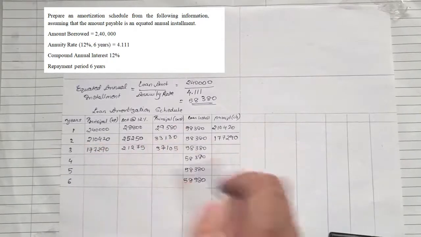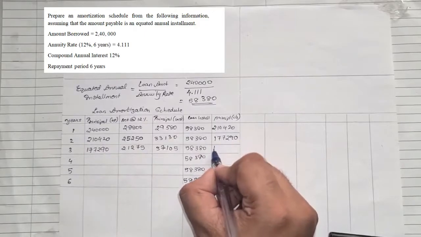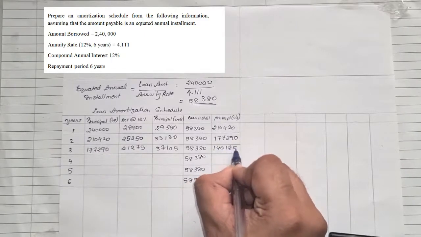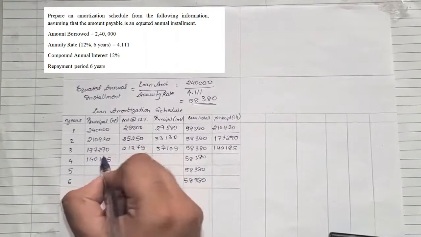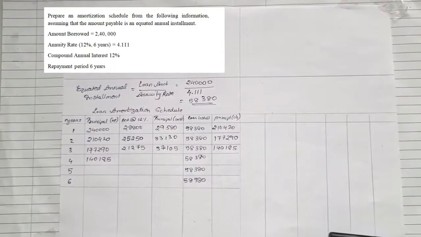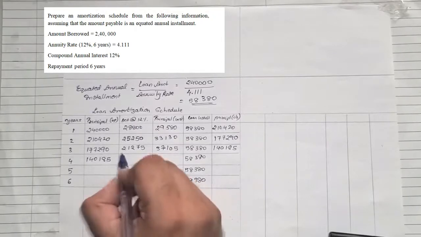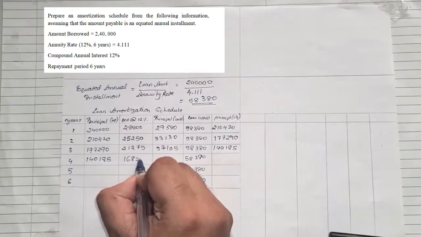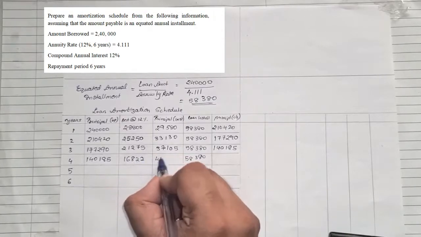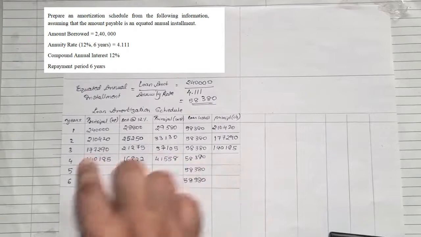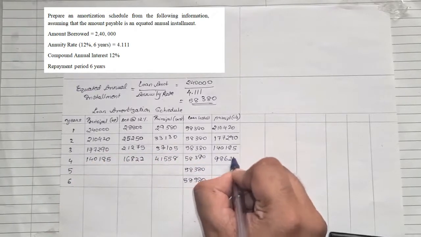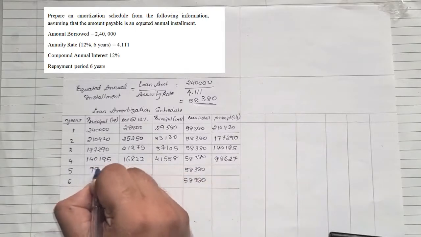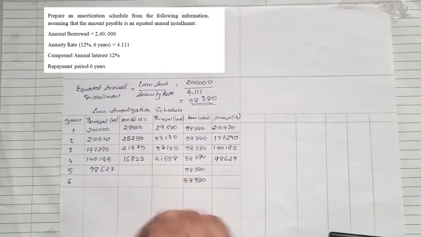When I subtract the opening with the 37, I'll get the closing 140,185. Last year will become this year's opening, 140,185. Okay, so 140,185 into 12%, the interest comes to 168,222. Subtract it, I will get 41,558. Opening minus installment, I'll get the closing balance as 98,627. Same thing comes here, 98,627.